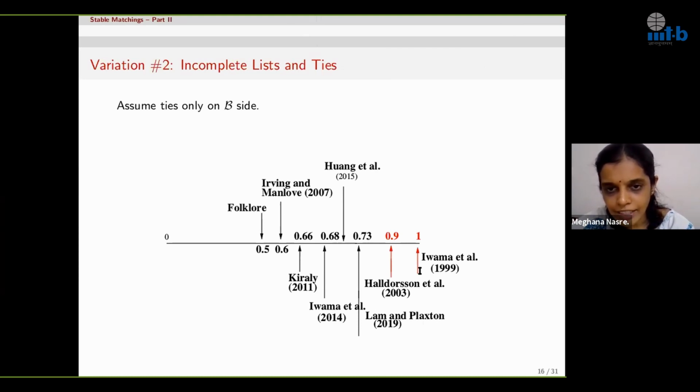With ties, there are hardness results known for deciding whether there is a popular matching in the instance. So that is the question, right, Sachin?